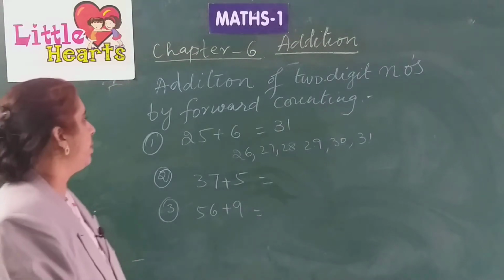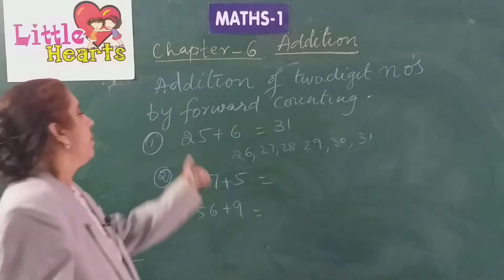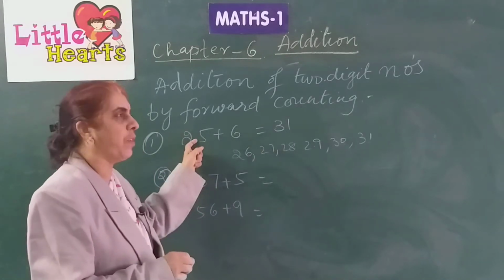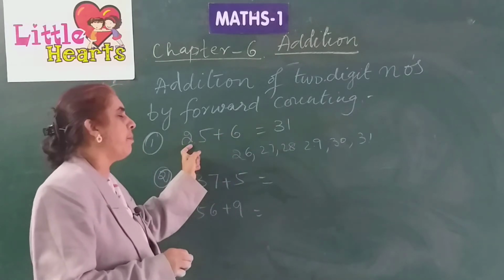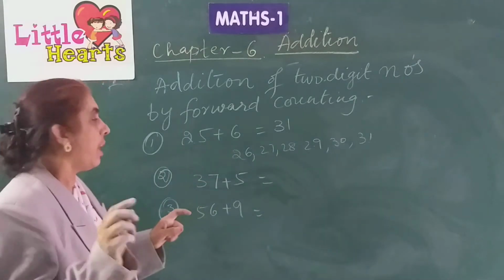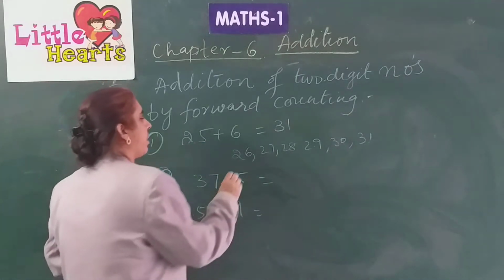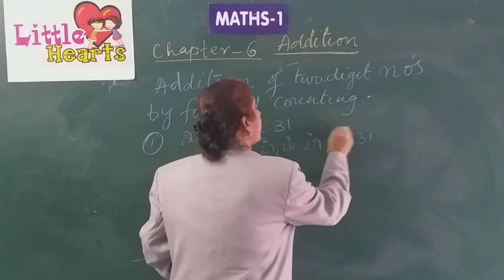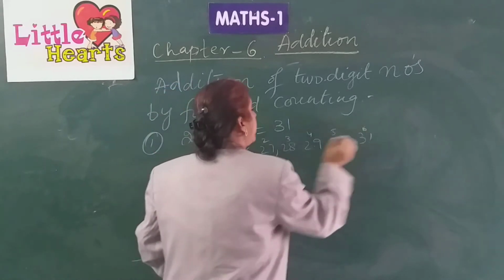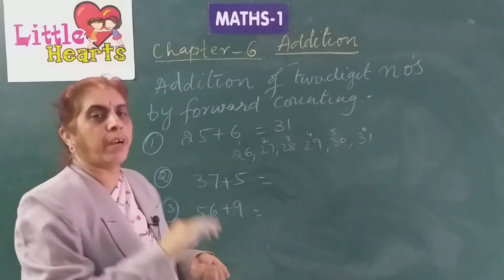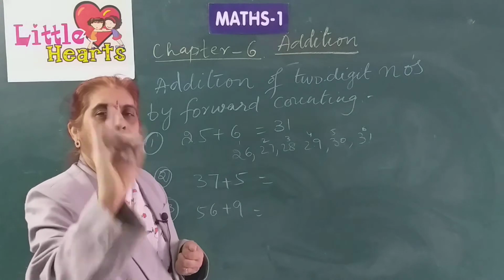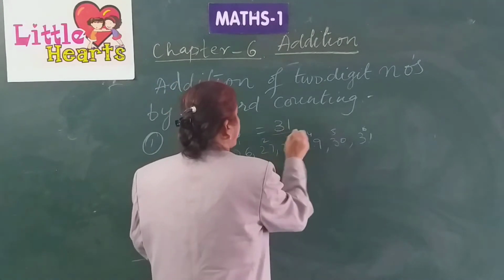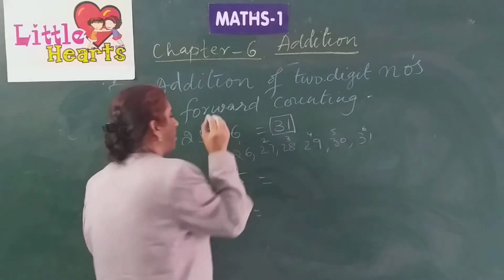Addition of 2-digit numbers by forward counting. 25 plus 6. The first number is 25. We have to add 6 to this number 25. So, count 6 numbers after 25: 26, 27, 28, 29, 30, 31. The number where we have stopped, that is the sum of 25 and 6.